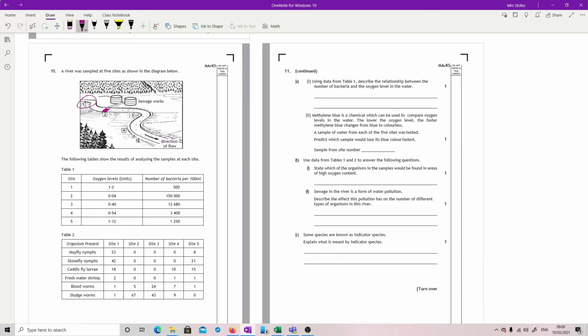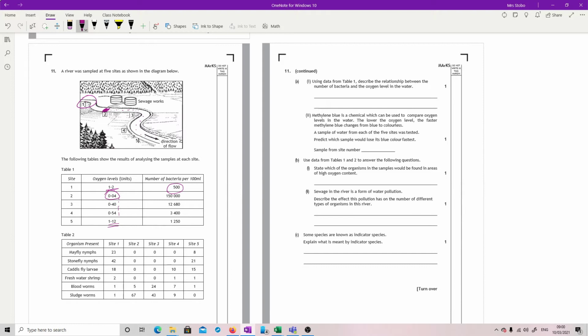Then they've done some samples. At site 1, our good site, the one where we've not had any pollution, the oxygen was at 1.2. Then it's dropped drastically, 0.04, so it's basically gone through the floor. And then it's gone back up again, and we're almost back up to normal by 5.